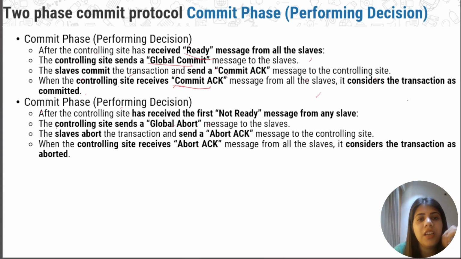Similarly, if the controlling side has received a not ready message from any slave, the controlling side sends a global abort message, even if only one participant has sent a not ready message. The slaves abort the transaction and send an abort acknowledgement message to the controlling side, which is the coordinator. And when the controlling side receives the abort acknowledgement message from all the slaves, it will consider the transaction has been aborted and not completed.